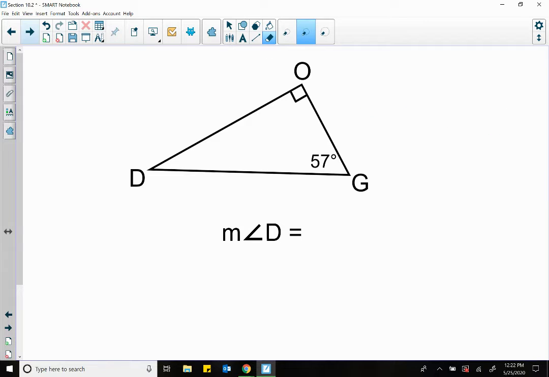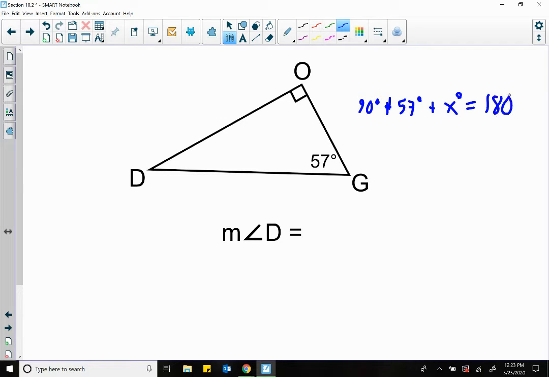Go ahead, try this one. Okay. So again, you know that all 3 of these angles add up to 180. So you could take 90 degrees plus 57 degrees plus whatever our angle that's missing is equal to 180 degrees. And you can solve. Again, that's the long way.